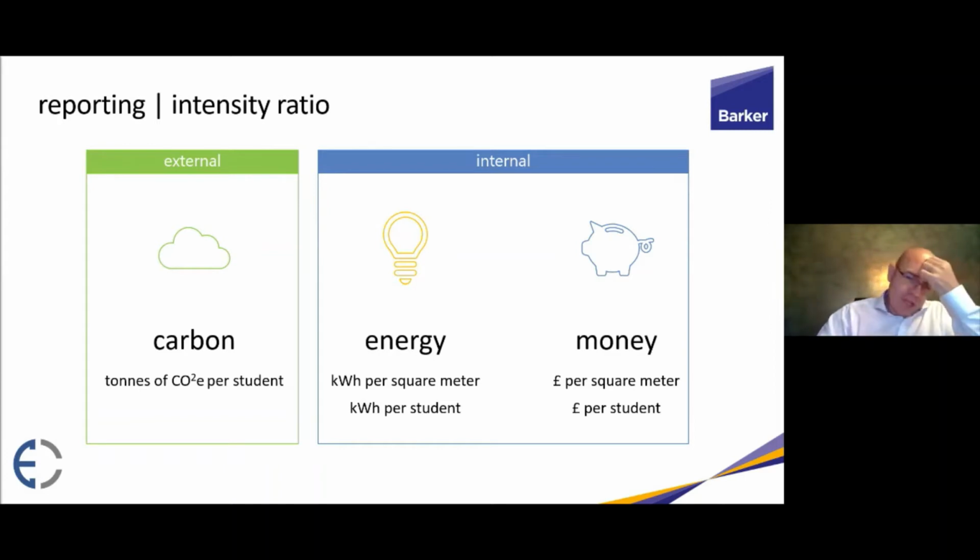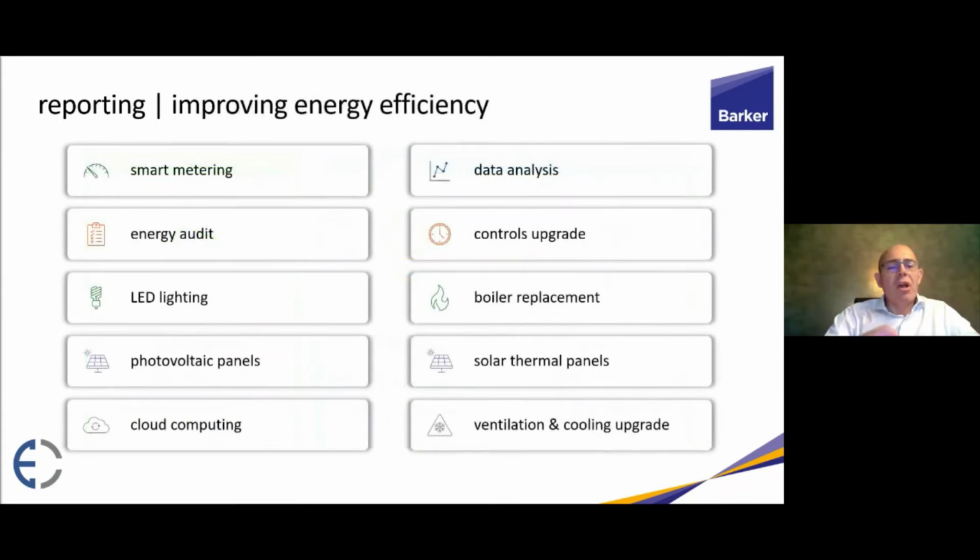Part of the challenge for you is to present how you are going to improve your energy efficiency. So in addition to just giving your intensity ratios and saying how much energy you've used, part of the whole purpose of this exercise is to get you to think about how much energy you're using, and what we've done here is pick 10 key areas of things that you could do as ways of improving your energy efficiency.